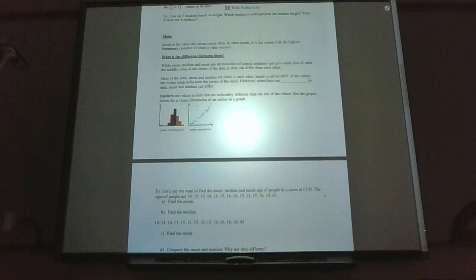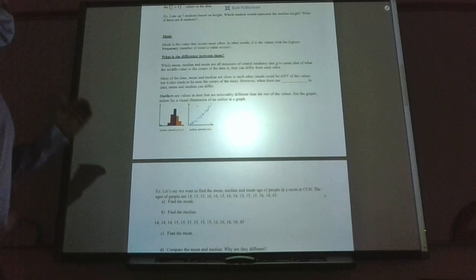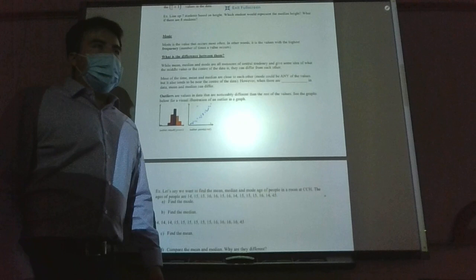Okay, so what's the difference between them? Because once you go over this is where people get a little bit confused. For the most part, mean and median are the ones that people are going to confuse a lot. Mode is kind of the odd man out. It doesn't really connect as much with them. But they all describe, there basically are three different descriptions of the center of data, right?